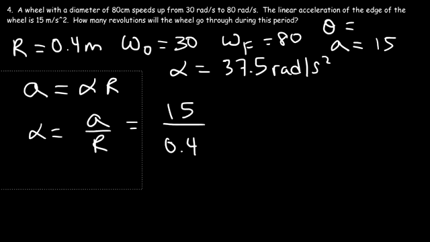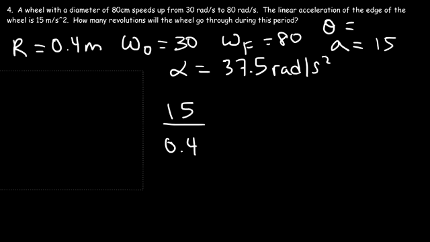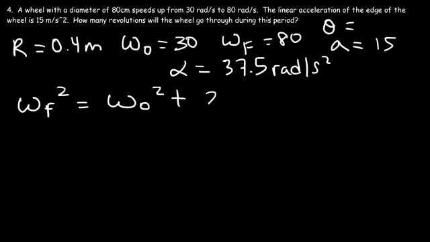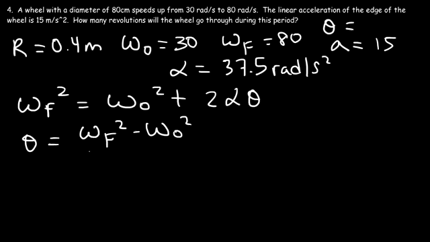So now we can calculate theta. So the equation that I'm going to use is this one. Omega final squared is equal to omega initial squared plus 2 alpha theta. So solving for theta, I got to move this to this side where it's going to become negative and then divide both sides by 2 alpha. So theta is going to be omega final squared minus omega initial squared divided by 2 alpha.